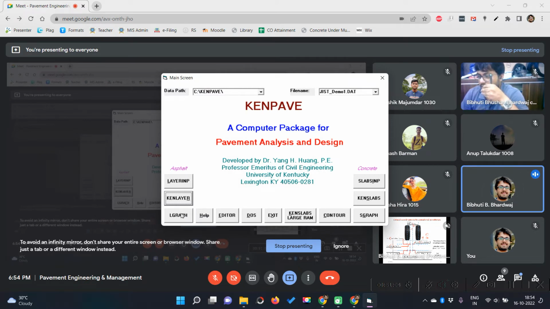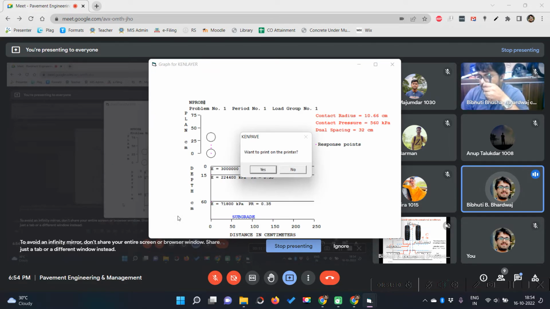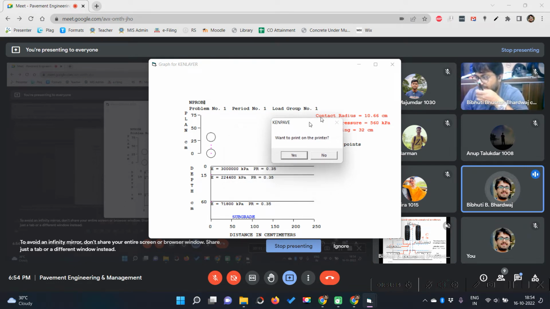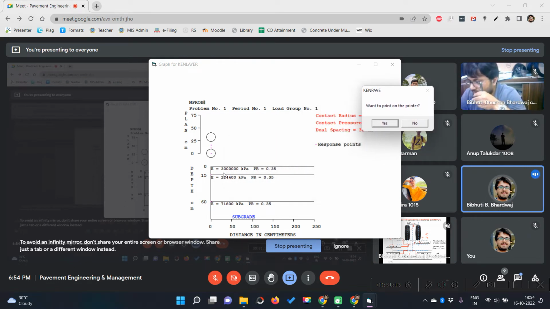All right. Now the last option is LGRAPH. That means you can see whether you have plotted the points correctly or not. So is it coming like this? Yes, sir.